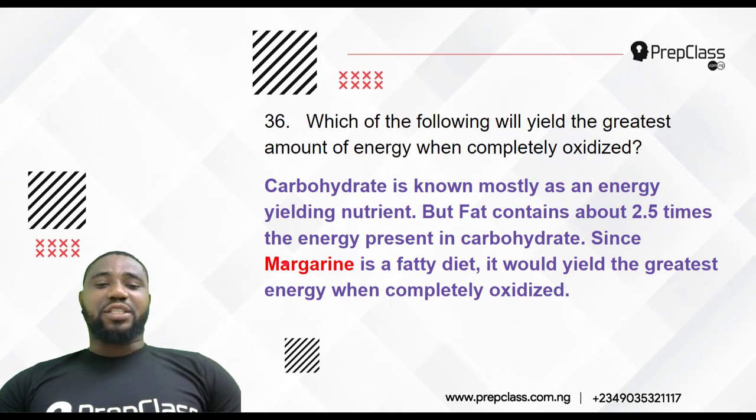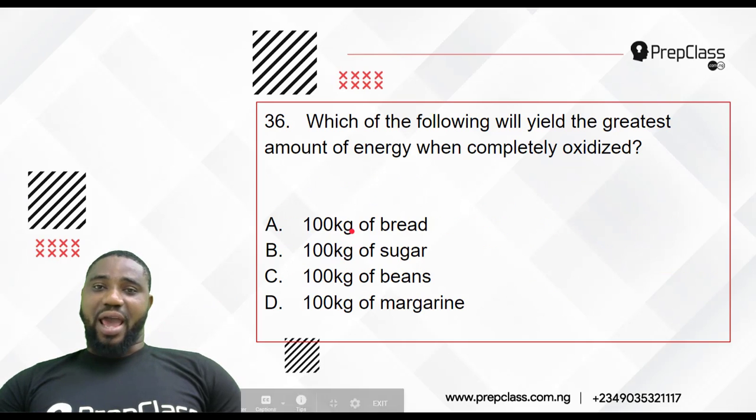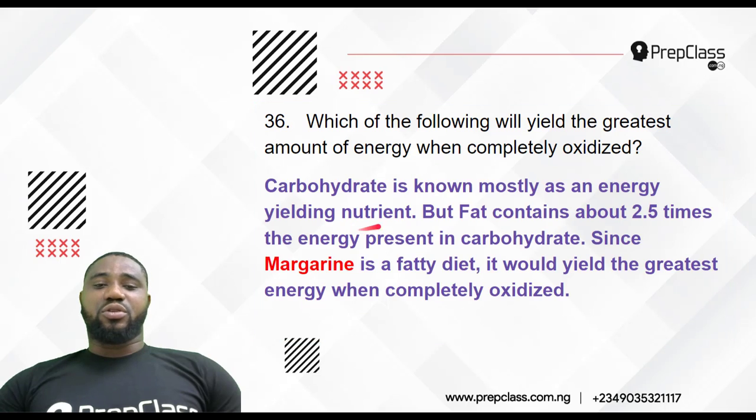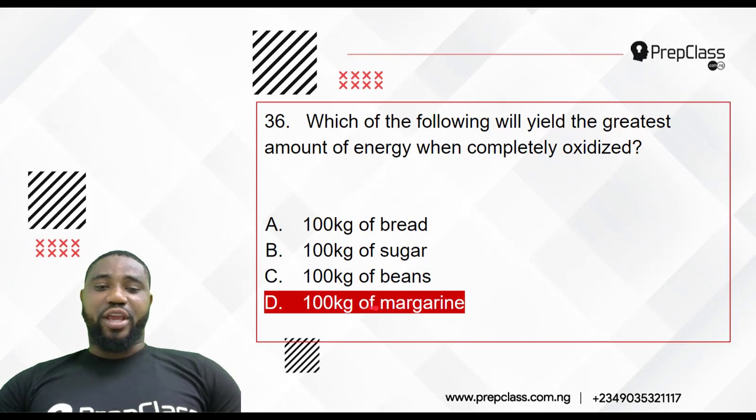So since margarine is a fatty diet, it will yield the greatest energy when completely oxidized, because it's going to contain 2.5 times the energy that this bread will supply. So the best answer there is margarine. So 100 kg of margarine will supply the highest amount of energy when completely oxidized.